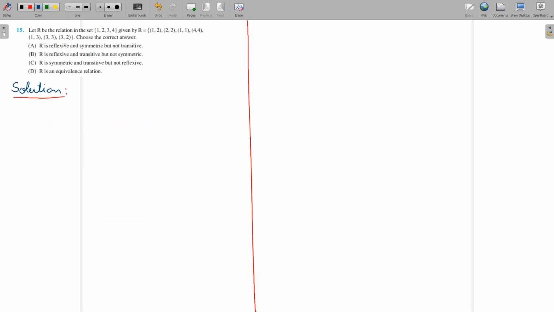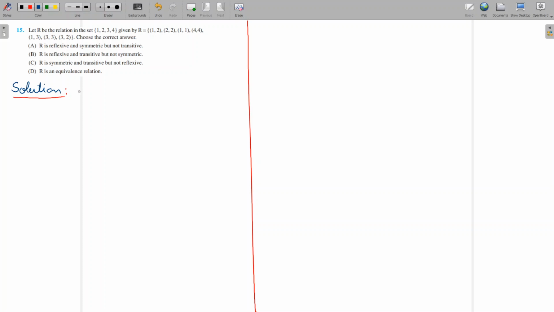Question number 15. Let R be the relation in the set {1, 2, 3, 4} given by R = {(1, 2), (2, 2), (1, 1), (4, 4), (1, 3), (3, 3), (3, 2)}. Choose the correct answer. So here let us see whether R is reflexive or not.